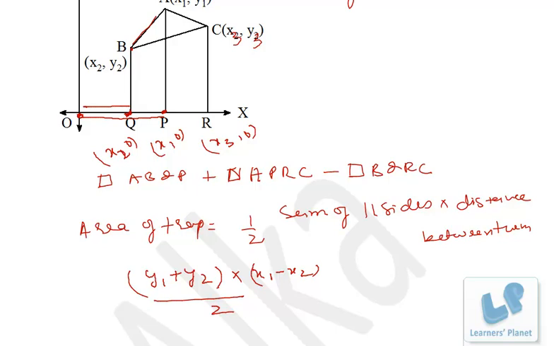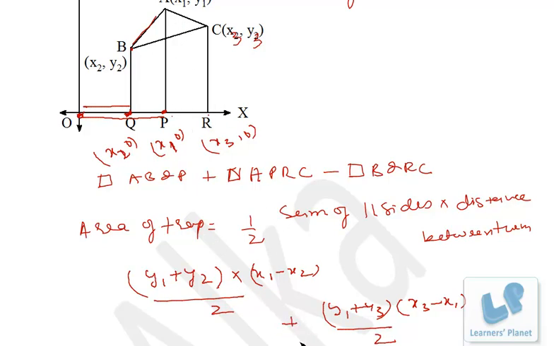Similarly we can calculate the area of trapezium PRCA. So that is once again sum of parallel sides. This is y3 and this is y1. So y1 plus y3, distance between them, that is OR minus OP. Now OR is x3 and OP is x1. So x3 minus x1, by 2. So this is area of trapezium APRC.